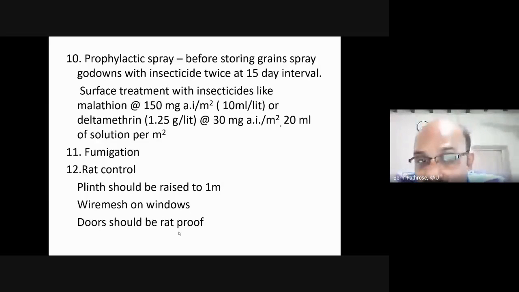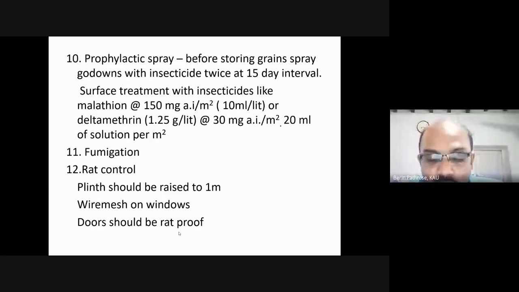Malathion is recommended at the rate of 150 milligram active ingredient per meter square, and deltamethrin is recommended at the rate of 30 milligram active ingredient per meter square. If you take up the formulation, it will come to malathion 10 ml per liter, and deltamethrin 1.25 gram per liter.